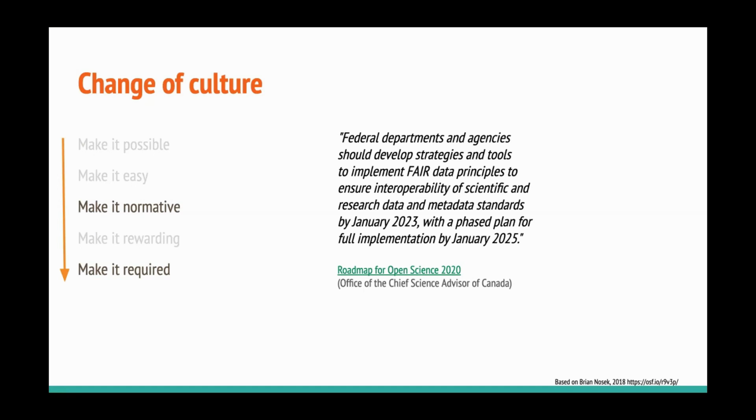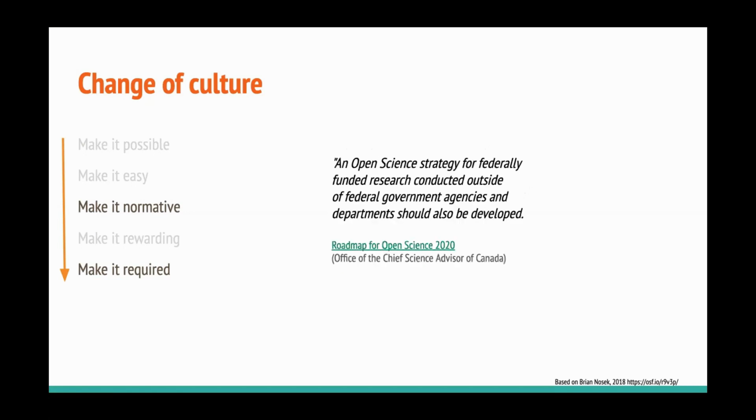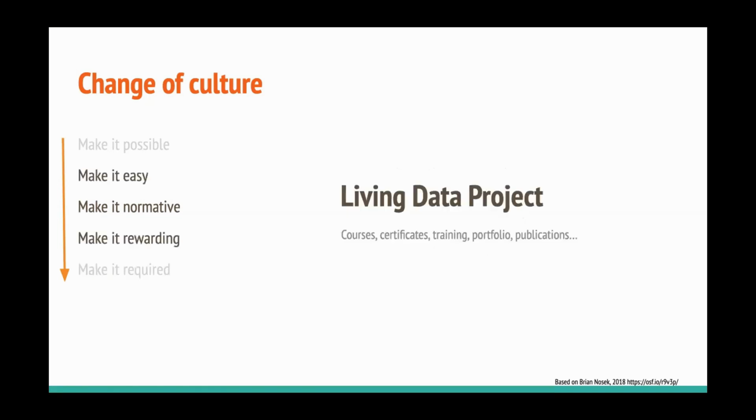We are going to talk about these terms later, like FAIR, interoperability, things like that. And also from this same publication, an open science strategy for federally funded research conducted outside of federal government agencies and departments should also be developed. So that's not only a request for federally funded research, but also for government agencies and departments.